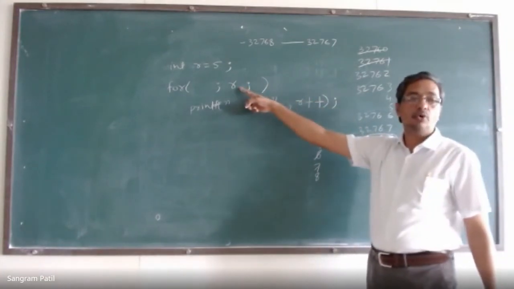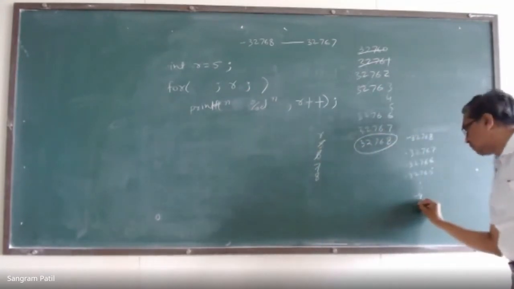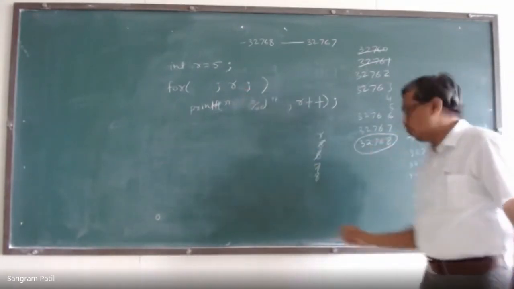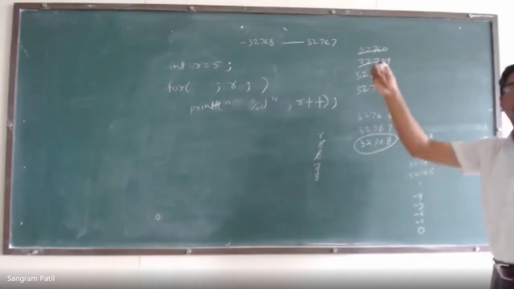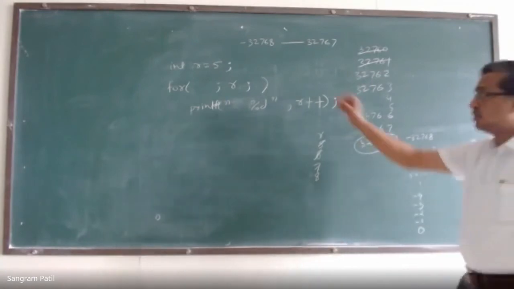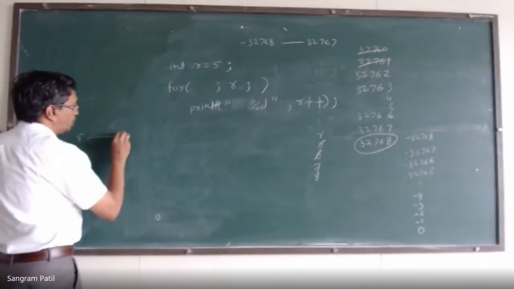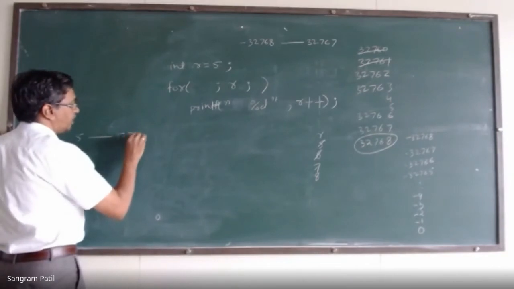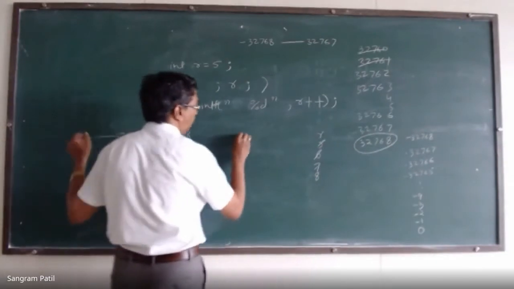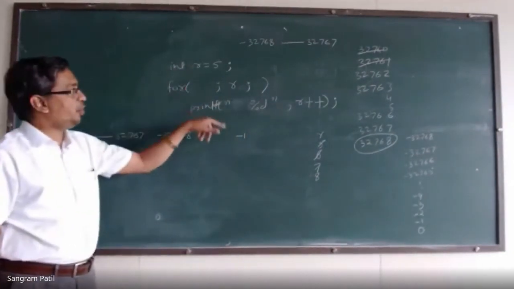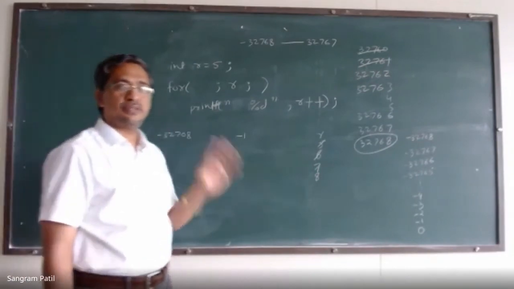Is it 0? No, it will print minus 4. It becomes minus 3. 0, no. Then minus 2, minus 1. And when it becomes 0, it will come out of the loop. So this program prints the numbers from 5 to 32767, and then minus 32768 to minus 1. And when it becomes 0, it will come out of the loop. Remember this. This is important.